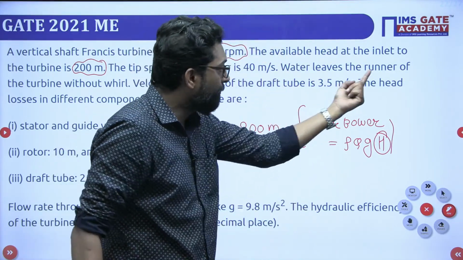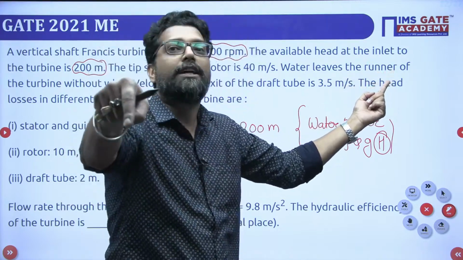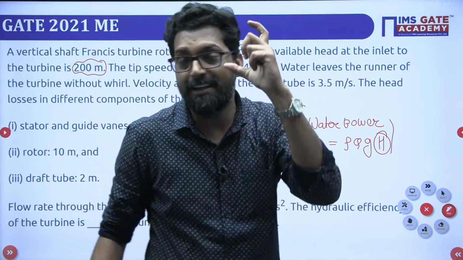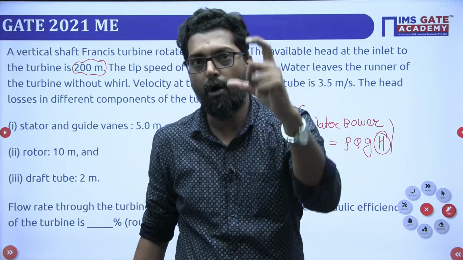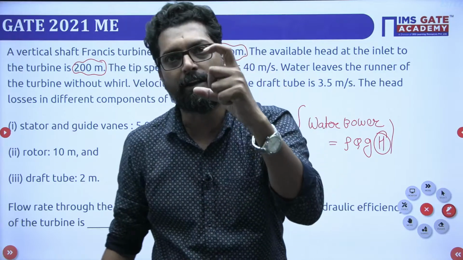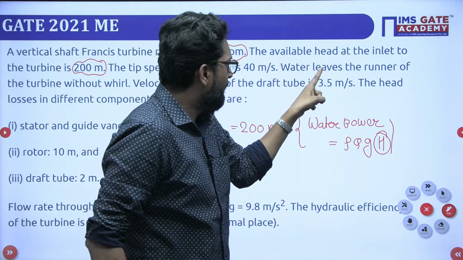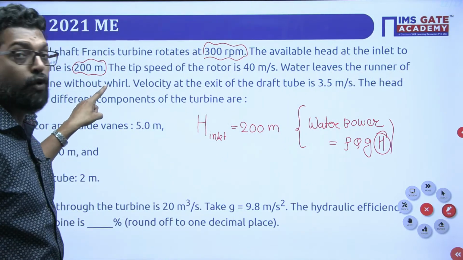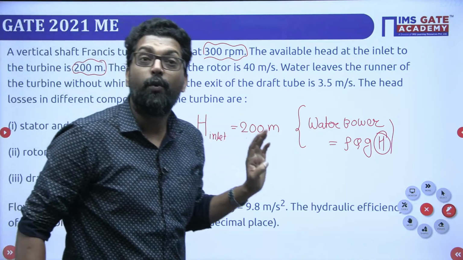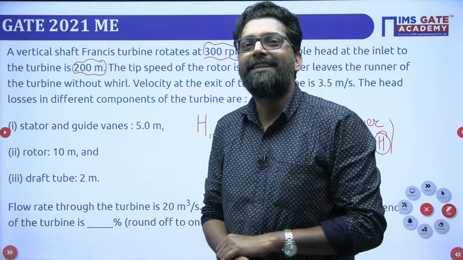So water lifts the runner. That means inlet to the draft tube. The draft tube is always installed at the exit of the turbine, that means the eye of the turbine. Okay. That water lifts the runner of the turbine without whirl. See, my dear, without whirl. Without any whirling component.